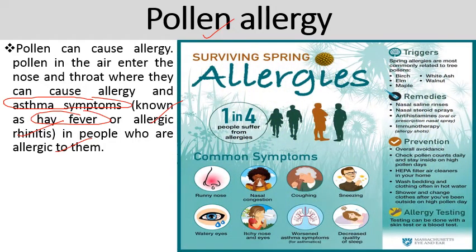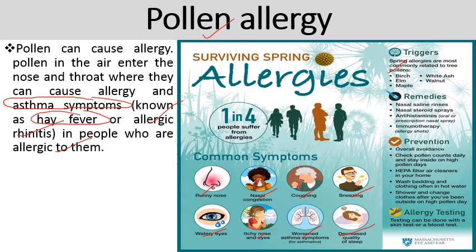The common symptoms of pollen allergy are runny nose, nasal congestion, coughing, sneezing, watery eyes, itchy nose and eyes, and worsened asthma symptoms. These pollen grains can lead to serious asthmatic problems and decreased quality of sleep. So the quality of sleep also gets reduced. We have a lot of plants which produce pollen grains that can cause allergies.